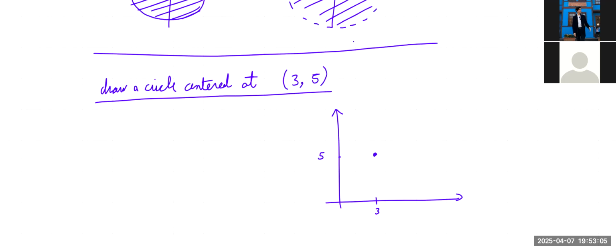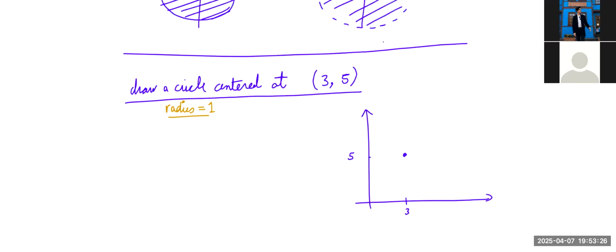Now, do you agree that in order to make a circle of radius 1, to make a circle of points who are all 1 unit away from this point, all I have to do is set a rule that I want all the complex numbers that are 1 unit far from 3, 5, right? And how do you define the distance between 2 points? You say modulus, so the distance between z minus this guy basically. So 3 plus 5i.